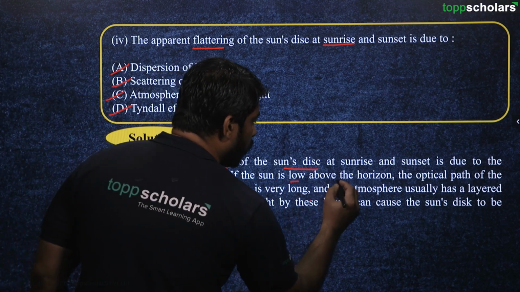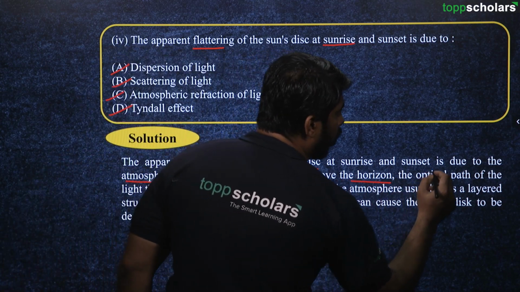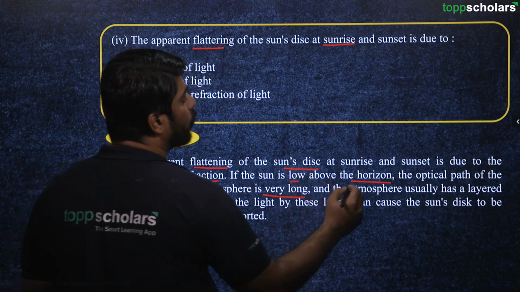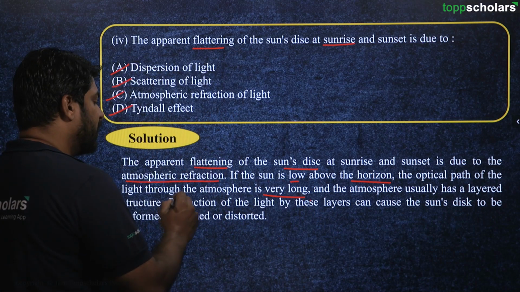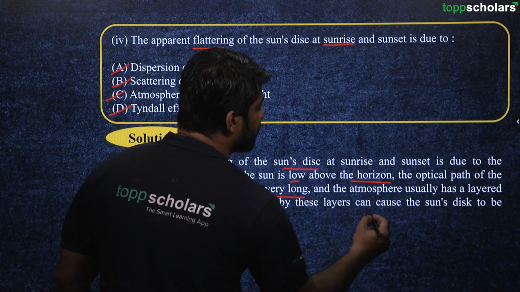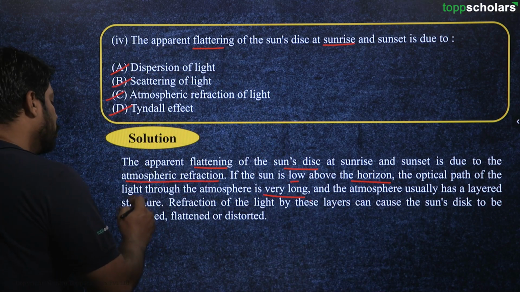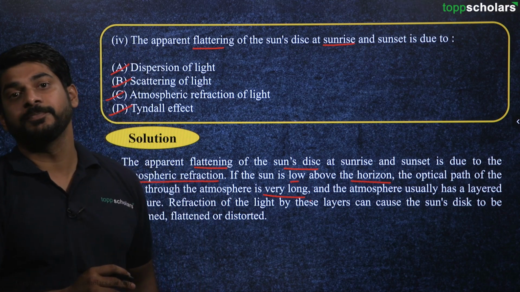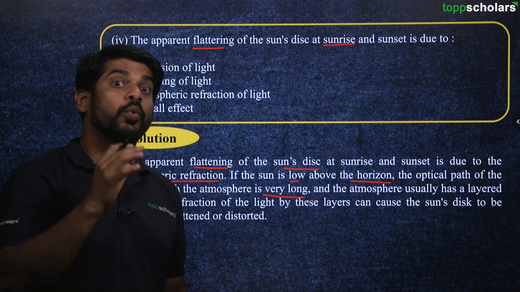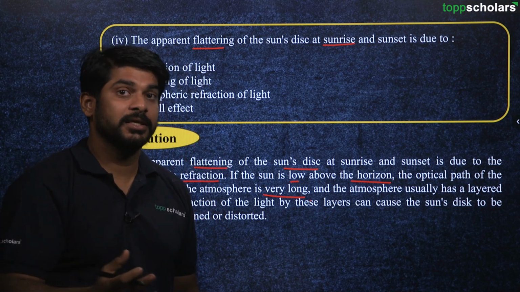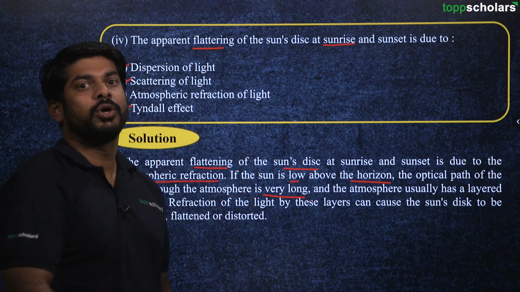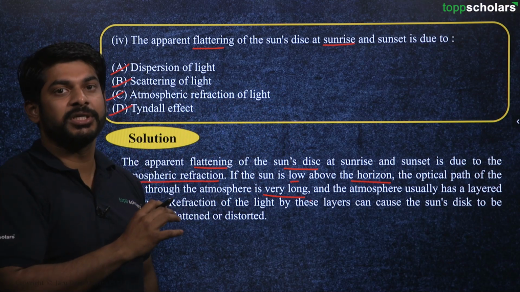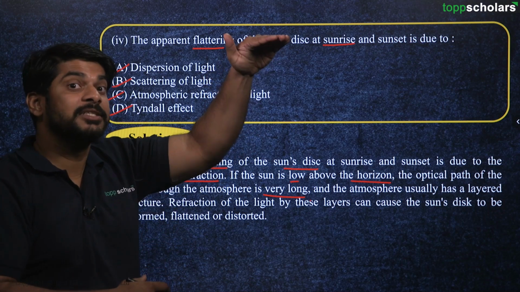If the sun is low above the horizon, the optical path of the light through the atmosphere is very long, and the atmosphere usually has a layered structure, right? Refraction of the light by these layers can cause the sun's disk to be deformed, flattened or distorted. That means it is very simple. If you look at the sun while the sun is setting or rising, then in that direction of the horizon, the light travels a longer distance. And the thing over here is, the atmosphere has different layers.